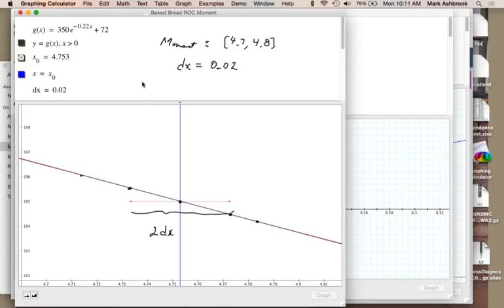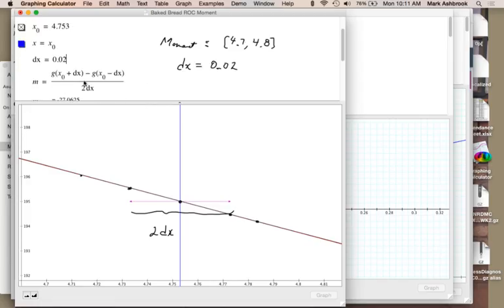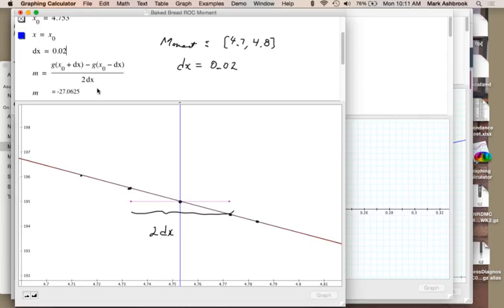So taking a look at the file here, notice what? It's based on 2dx. It's calculating m based on 2dx. You see that? So it's using this correspondence point and this correspondence point and finding dy over dx. And it finds that to be negative 27.0625, and that is degrees Fahrenheit per minute. Okay, so what does that number mean? What does that number mean? Negative 27.0625 degrees Fahrenheit per minute.